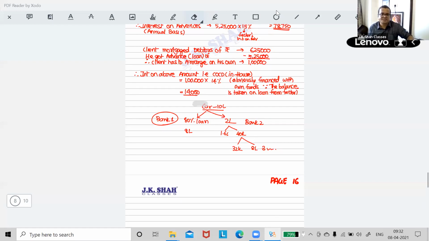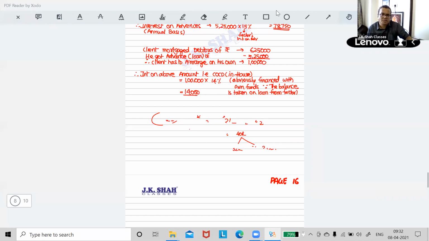Write the conclusion, guys. Conclusion: PQR Limited should continue with in-house collection since net benefit is maximum. Okay.